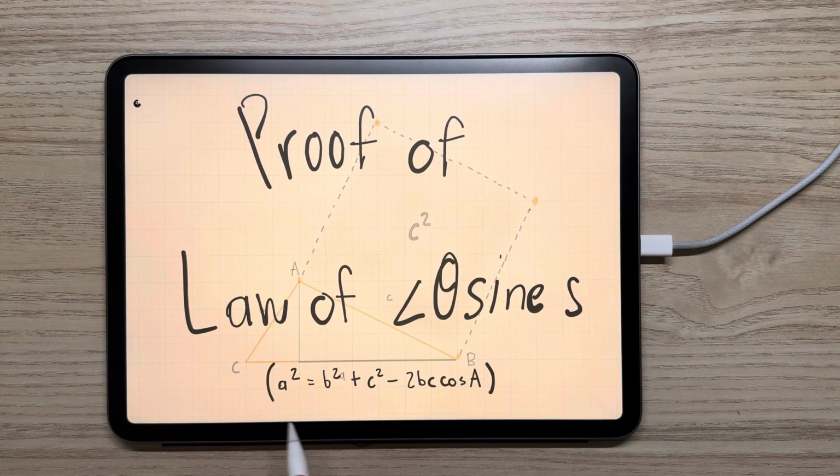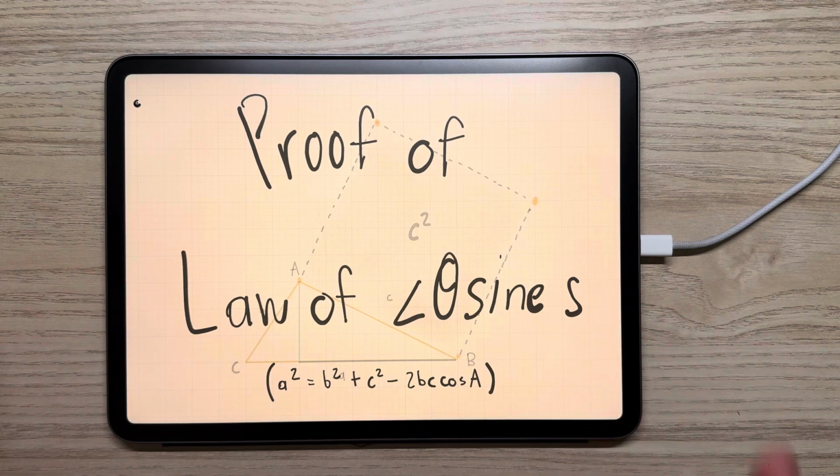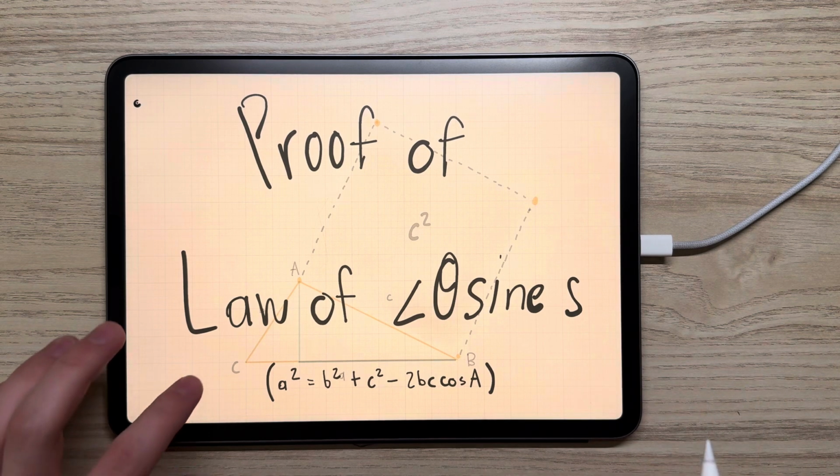So the formula for the law of cosines is a squared is equal to b squared plus c squared minus 2bc cosine A. In other words, if this was kind of like the hypotenuse of a triangle that is not a right triangle, then it's equal to the squares of the legs minus double the product of those legs times cosine of the angle opposite A. So that's a lot to take in, and that's why I want to show you a proof of it, because sometimes it might be hard to remember, but this way it will click in your head a little more.